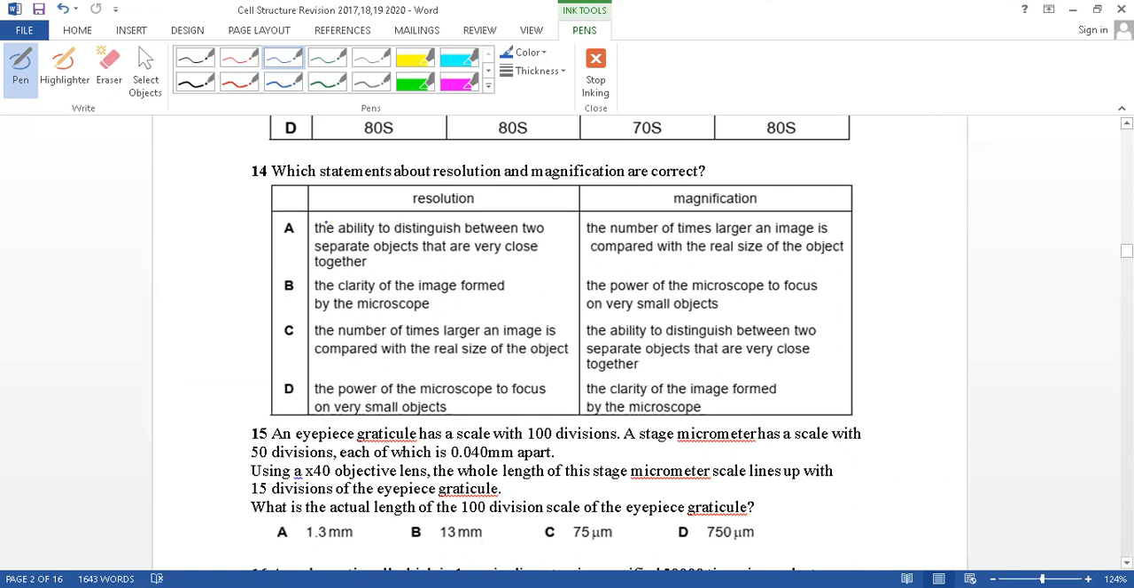Then question 14, which statement about resolution and magnification is correct? Yes, tell me. Option A. Excellent. This is the definition of resolution. This is the definition of magnification. Resolution is the ability to distinguish between two separate objects that are very close together so you can see them separately. And magnification is the number of times larger an image is than its actual size.